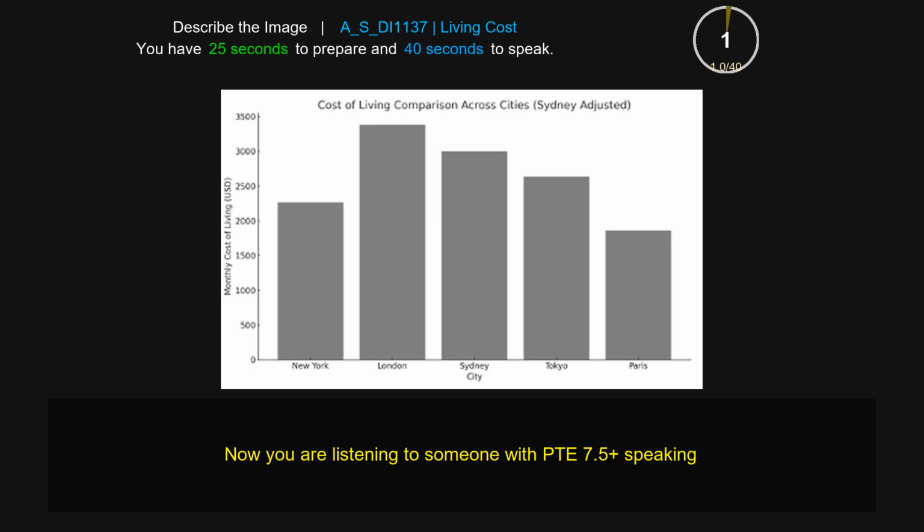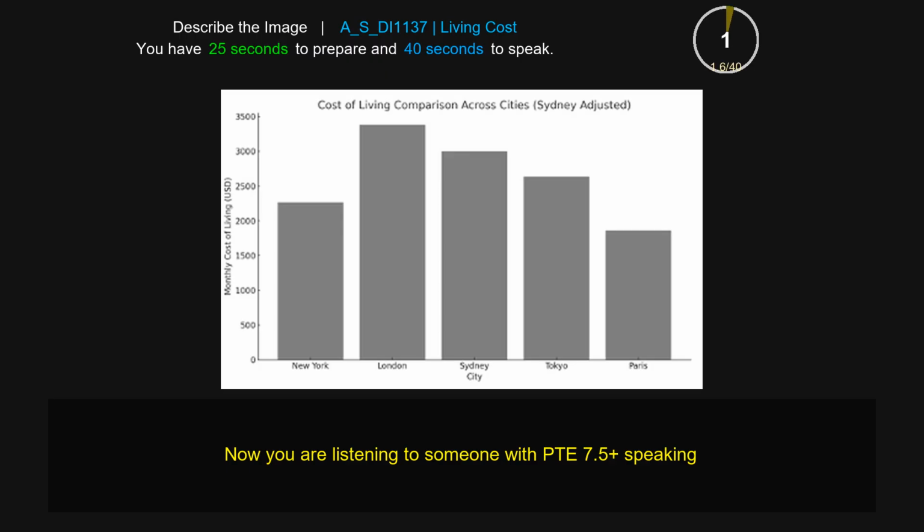The following bar graph gives information about cost of living comparison across the cities. There are many elements in this bar graph. From this bar graph, I can say that the highest value is 35 USD dollars, which is indicated by London. The second highest value is Sydney, which is indicated by Tokyo. The lowest value is $20,000, which is indicated by Paris. In conclusion, this bar graph is very informative and knowledgeable.